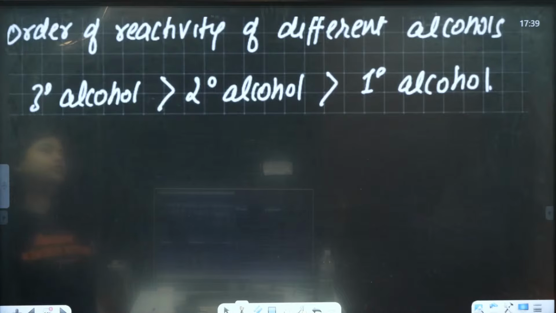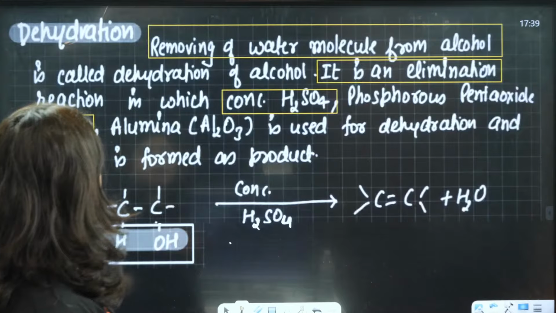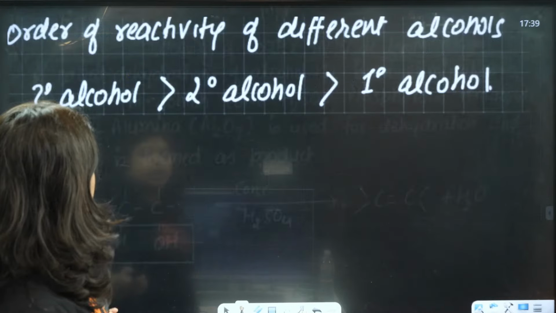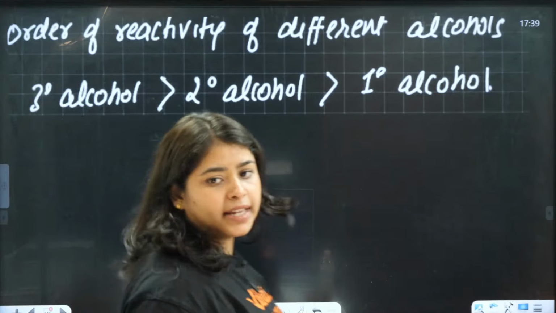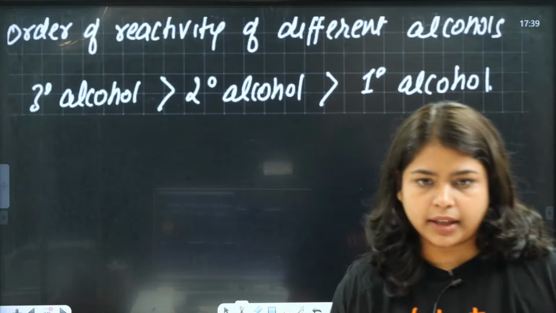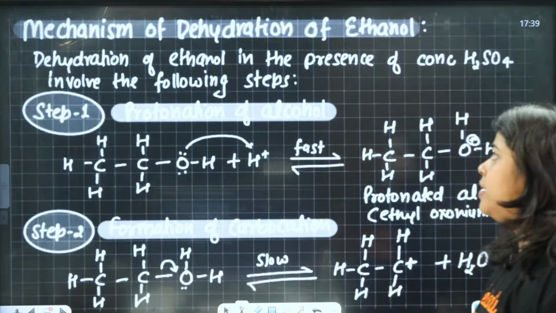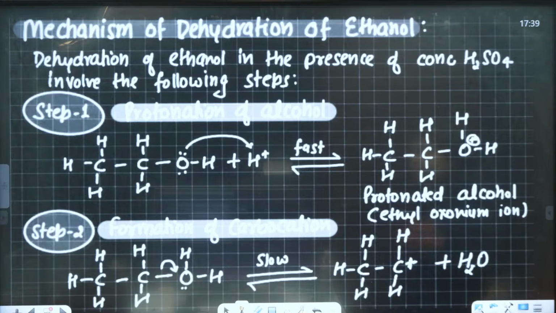Next comes the order of reactivity of the different alcohols. Tertiary will be more reactive in dehydration, then secondary, then primary alcohol. Clear? Next, the mechanism of dehydration of ethanol: first, protonation of the alcohol.